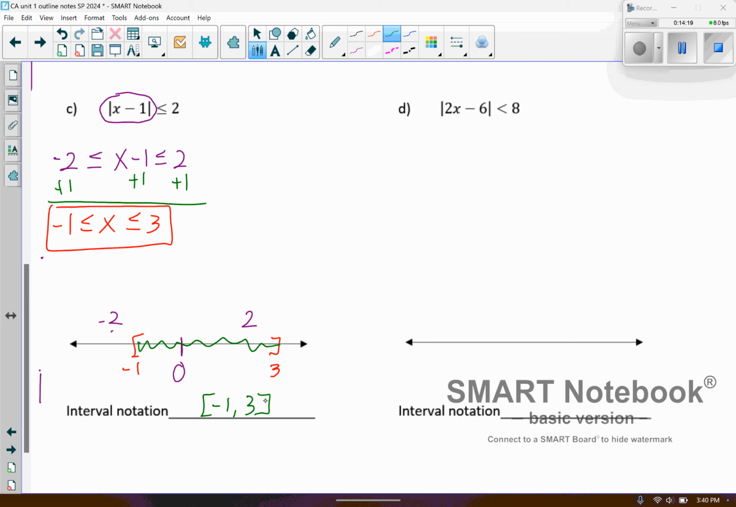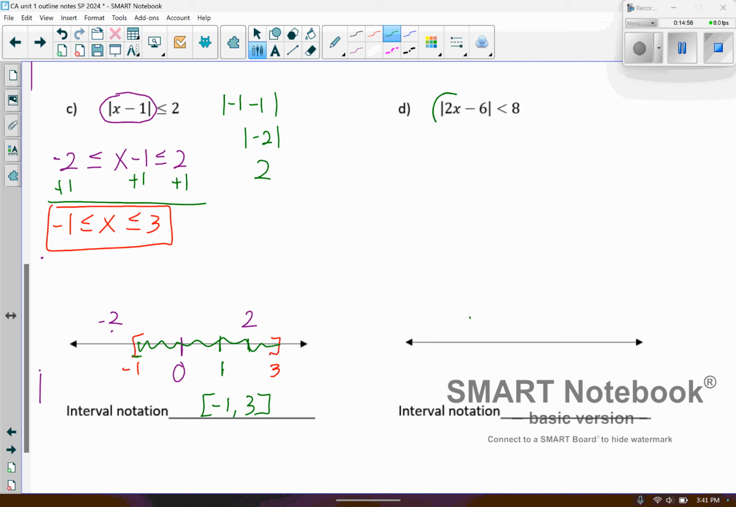And if you're still skeptical, you can plug in some values and see that they come back as true. So if I plug in -1, this would become the absolute value of -2, which is 2. 2 is less than or equal to 2, which is a true statement. And same thing if I plugged in 0, 1, or 2, all those values would come back true. If I go beyond my brackets right there, then I would have a problem. So try not to overthink it. Like I said, if you just follow the formula, you're going to be all right.